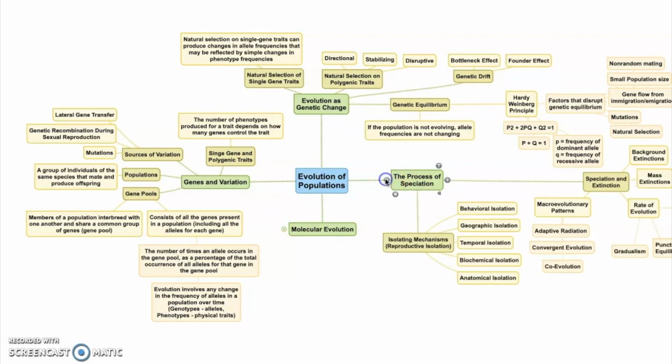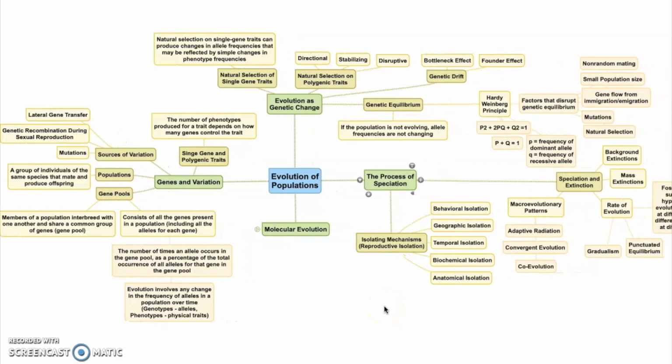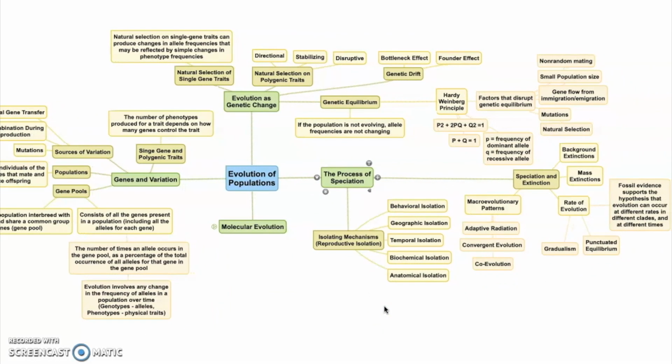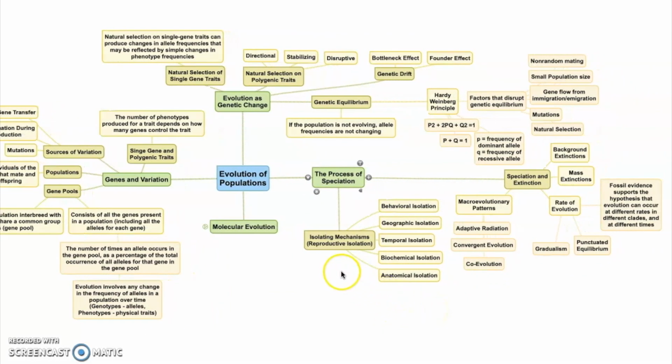So in the process of speciation, what we're taking a look at here is going to be some isolating mechanisms. Isolating mechanisms are things that cause organisms to be reproductively isolated. Those are going to be behavioral, geographic, temporal, biochemical, and anatomical isolation. Behavior, self-explanatory; geographic, self-explanatory; temporal means there's a time variation between when different species are able to mate. Biochemical is going to be DNA and protein differences, and anatomical isolation is where the anatomy of different organisms does not match up for reproductive purposes.